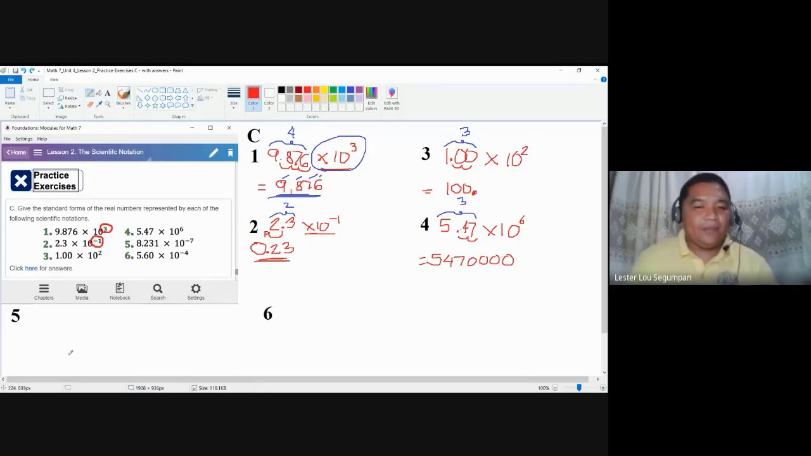Number 5, we have 8.231 times 10 to the power of negative 7. So it's a negative exponent. To return, we need to go to the left. And how many steps? 7. So if I have here 8, 2, 3, 1, 7 steps. 1, 2, 3, 4, 5, 6. Sorry for that. Again, 1, 2, 3, 4, 5, 6, 7. The decimal point shall be placed here.